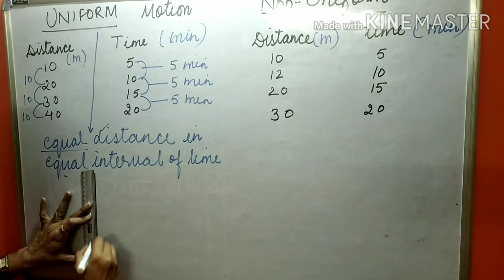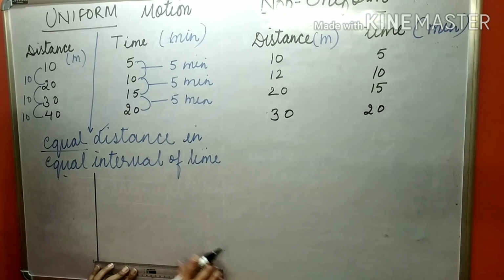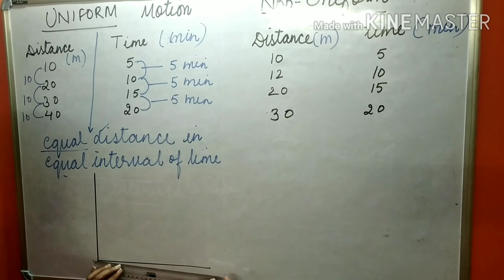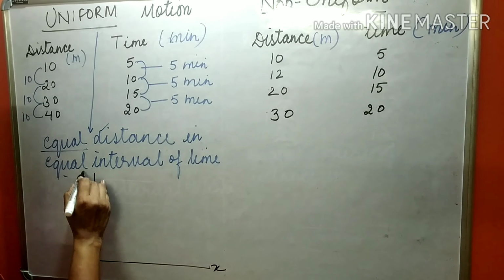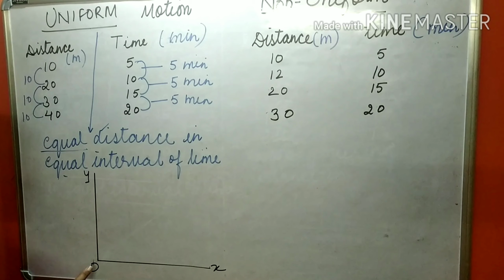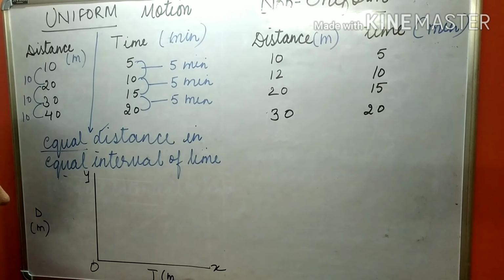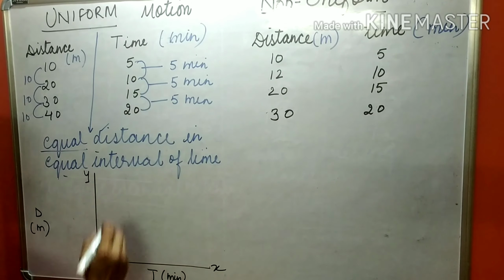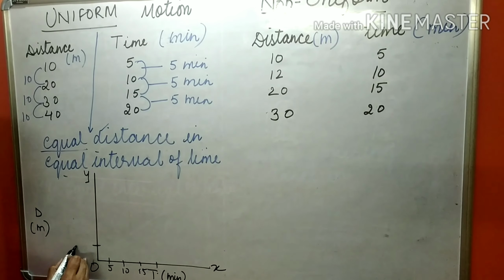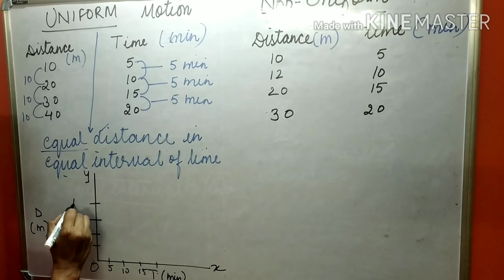So we'll take a scale again. X-axis, Y-axis. So here it is X-axis, here it is Y-axis. This is the point of intersection. Now we'll put time here and distance here. So distance is in meter and time is in minute. Okay. Now let's see. First is 5, 10, 15, 20. Okay. This side it is 10, 20, 30 and 40.